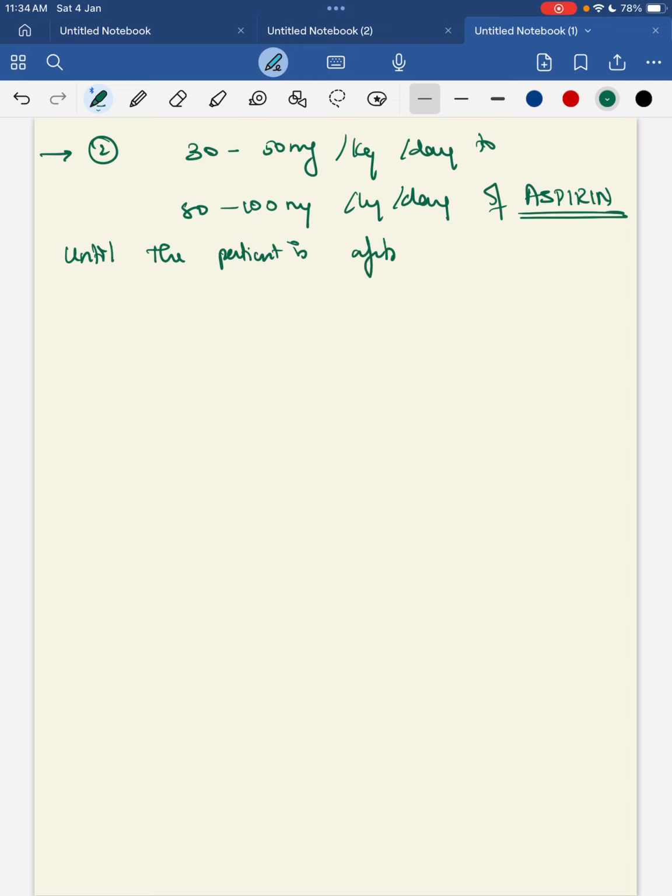Supposing the child has a giant aneurysm, meaning the Z score is more than or equal to 10, then you will start the child on warfarin. Warfarin should be administered in addition to your aspirin. Okay, this is how you treat the child with Kawasaki disease.